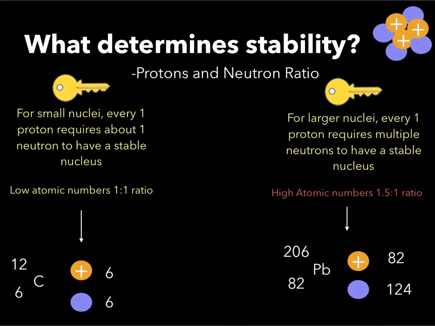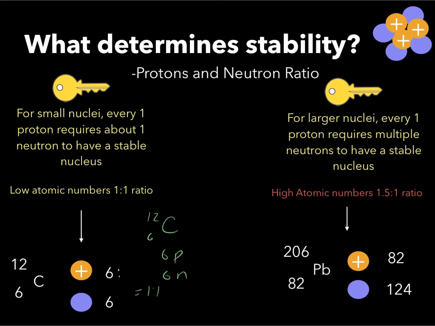So how do we figure out if a nucleus is going to be stable or not stable? It really comes down to the number of protons and neutrons and the ratio inside of the nucleus. Look at this key point over here. For small nuclei, about 1 proton requires about 1 neutron in order to have a stable nucleus. If you remember our example of carbon-12, where we had 6 protons and 6 neutrons, we have a stable nucleus because the ratio between our protons and our neutrons is a 1-to-1 ratio.